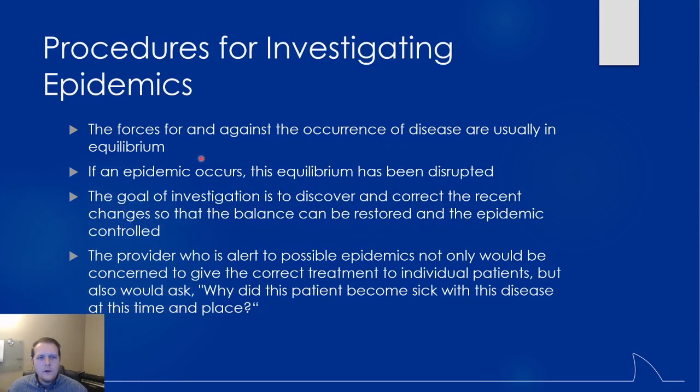And so when you're looking at these forces, for and against the occurrence of disease, typically they're in equilibrium, right? That's why we see normal trends in these numbers, where the numbers don't change a whole lot. When an epidemic is occurring, that usually means equilibrium has been disrupted. So for instance, if we are looking at influenza rates and we notice that maybe the vaccine selected, in terms of the strains it protected against, wasn't very good that year, that equilibrium has now been disrupted. And so the goal when you're doing these investigations is to try to discover and correct the recent changes. That way the balance can be restored back to normal and hopefully control that epidemic.